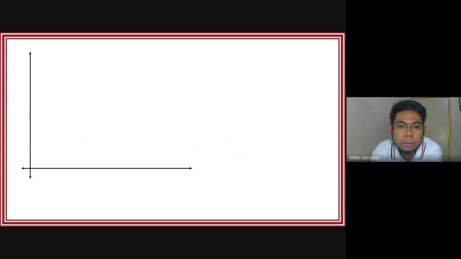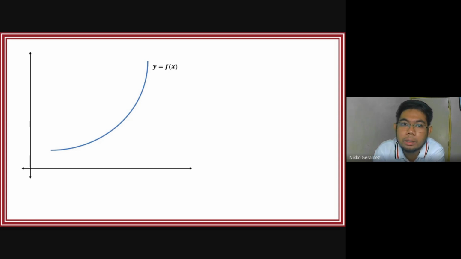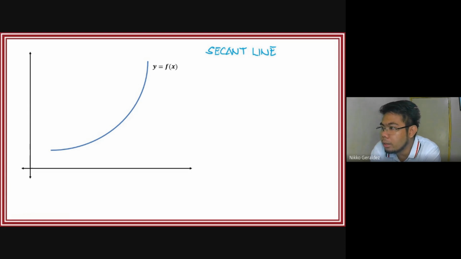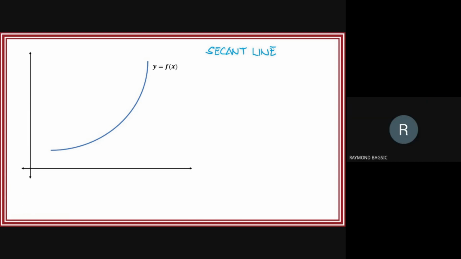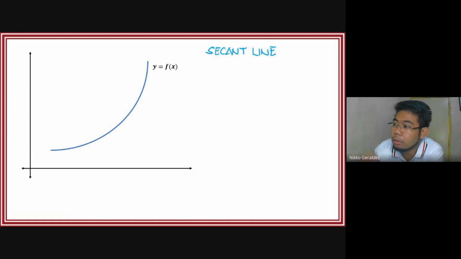For example, we have a curve of a function, y is equal to f of x. If we create a second line, what does a second line mean? A secant line is a line that intersects the curve at exactly 2 points.